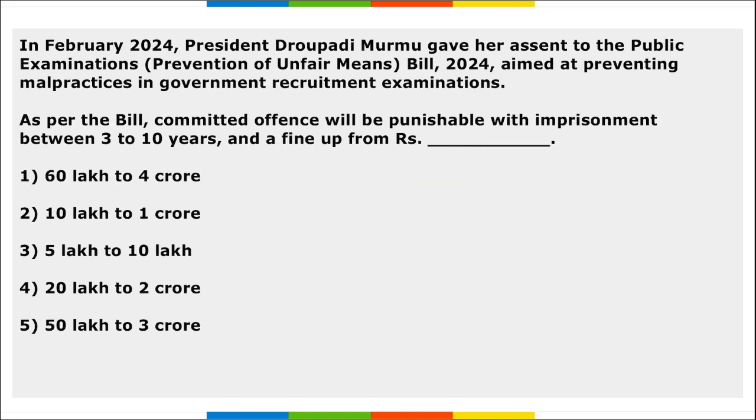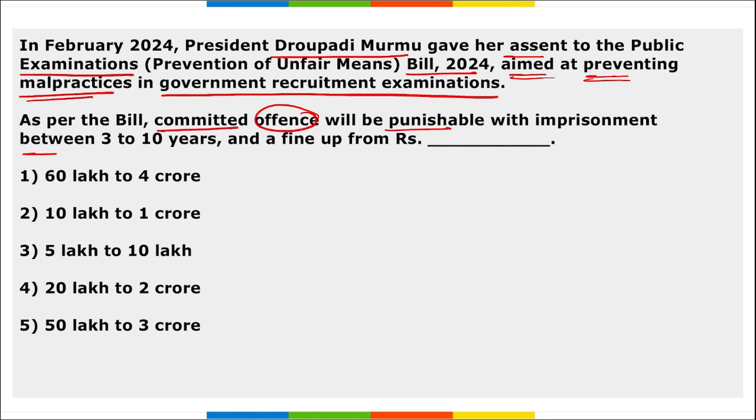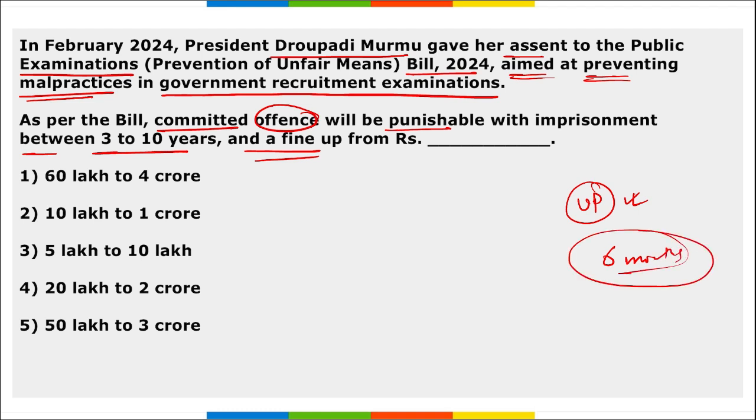Right? Next, in Feb 2024, President Draupadi Murmu gave her assent to the Public Examinations Bill 2024, that is aimed at preventing malpractices in government recruitment exams. As per the bill, committed offence will be punishable with imprisonment between 3 to 10 years and a fine of up to dash. So we know all the malpractices that are happening in the government recruitment exam. Even recently, UP Constable exam was leaked and it has now been cancelled and it will be held after 6 months.